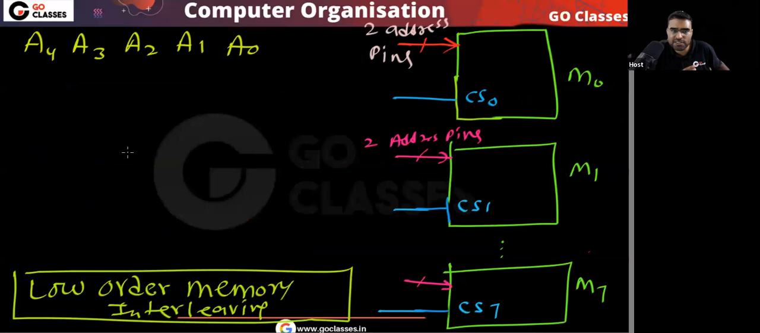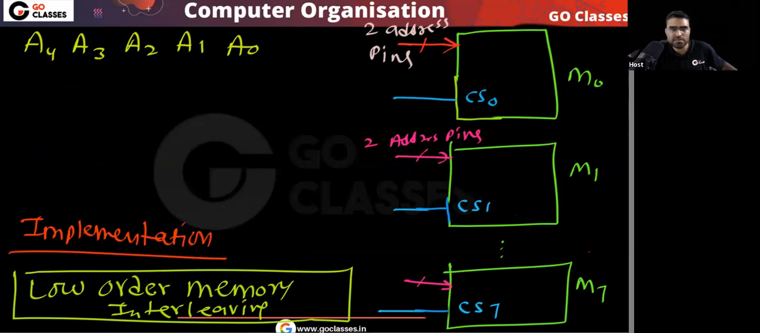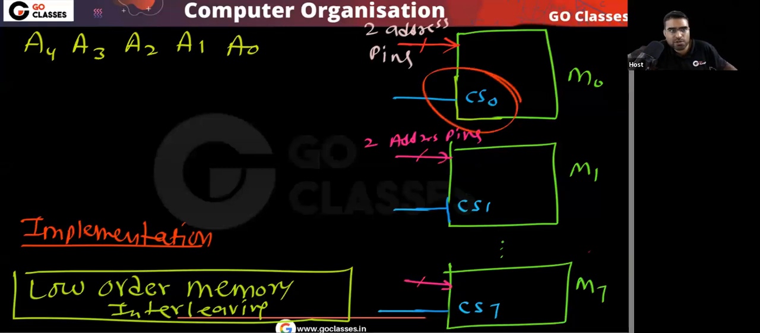Now the implementation you can do, right? The implementation is quite easy. Let's look at the implementation. What are the two cases for implementation? One case is when you have active low chip select, or you have active high chip select. Here you can see you have active high chip select.